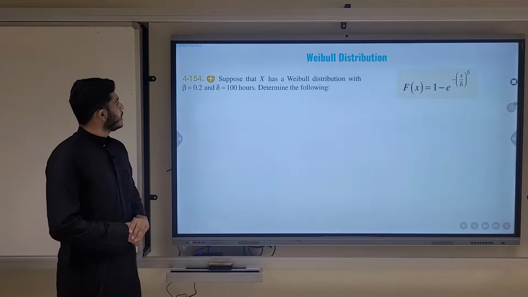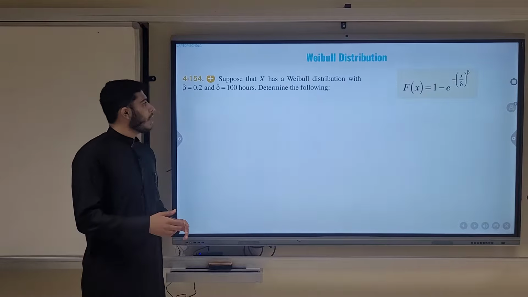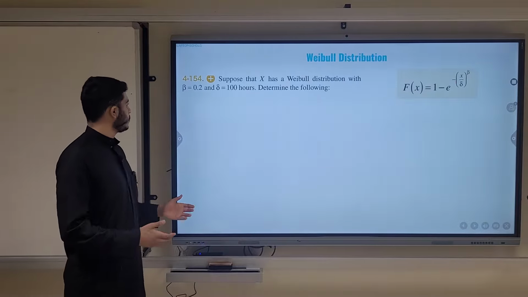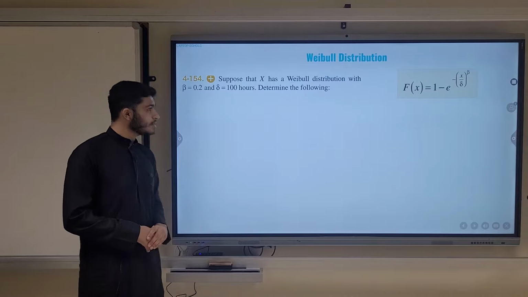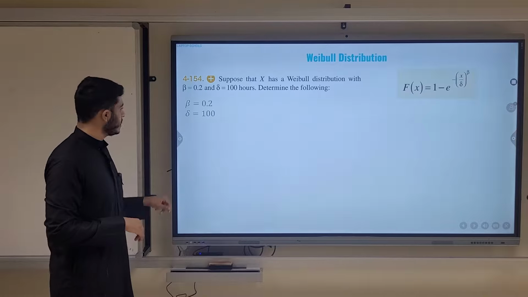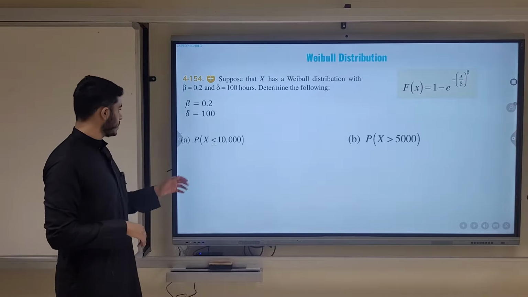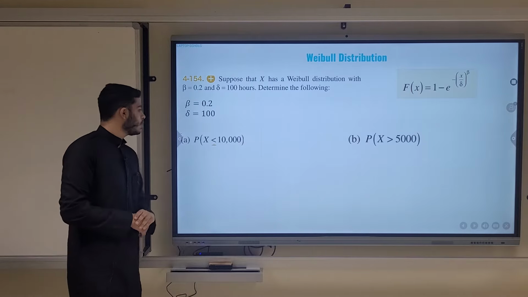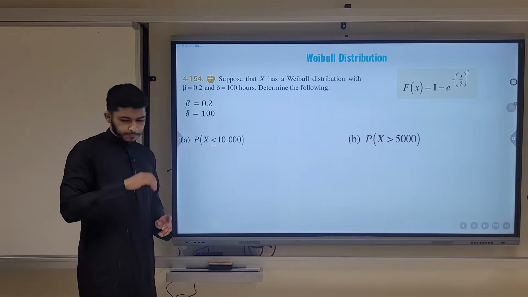So the first question: suppose that capital X has a Weibull distribution with beta equal 0.2, delta equal 100. Determine the following. Of course we're going to put the formula there because we're going to need it. Let's see the question. They're very easy questions. So the first question, probability of capital X less than 10,000.